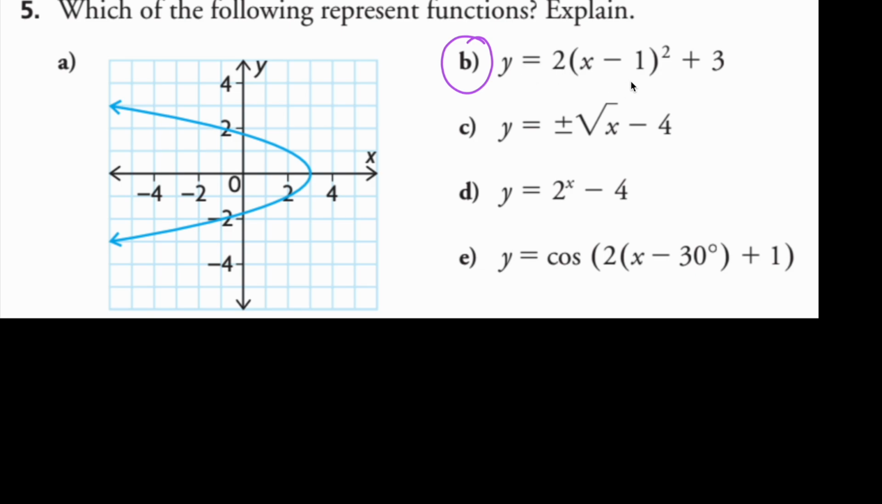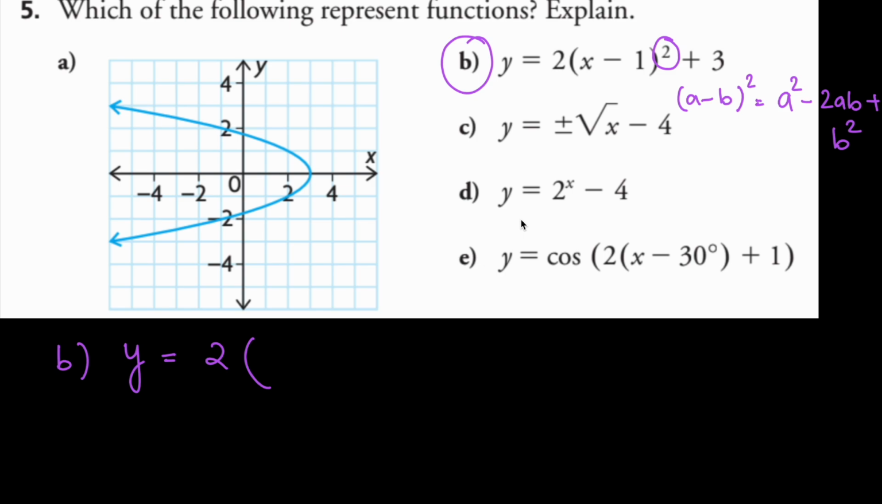Question number 2, if you look carefully, is a quadratic equation. Now let me simplify this quadratic equation. This is y is equal to 2. If I open it with the formula of (a minus b) whole square, to recall for you, the formula of (a minus b) whole square is a squared minus 2ab plus b squared. That means here my a is x and my b is 1. So a squared is x squared, minus 2 times a, which is x, times b, which is 1, plus b squared, which is 1 squared.